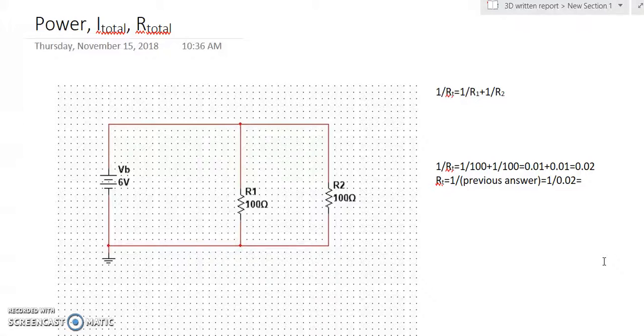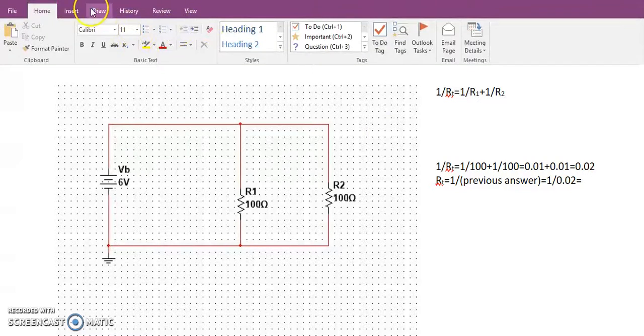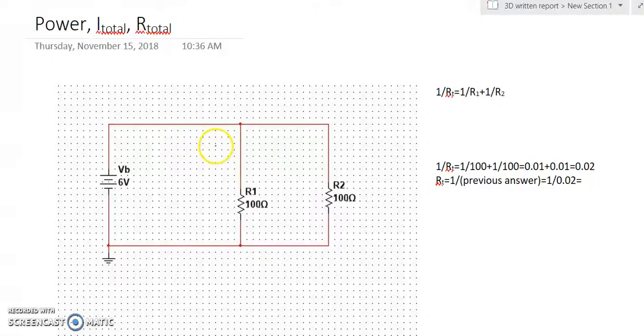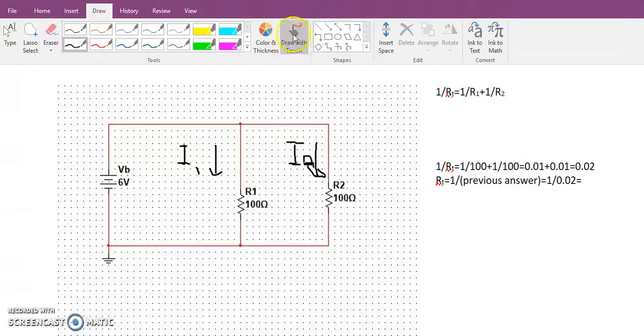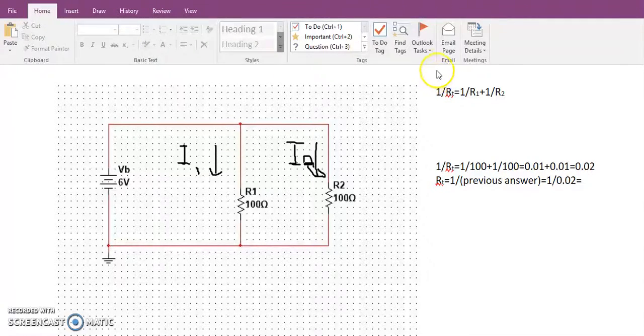Now the key thing to realize in this case is that right now I don't care about I1 and I2. I know that I1 and I2 exist, right? They flow through these branches. But for whatever reason, right now, I don't want to know about them. For your semester projects, you probably will. But right now, I don't care. So I don't want I1 and I2. I just want Rtotal and Itotal.